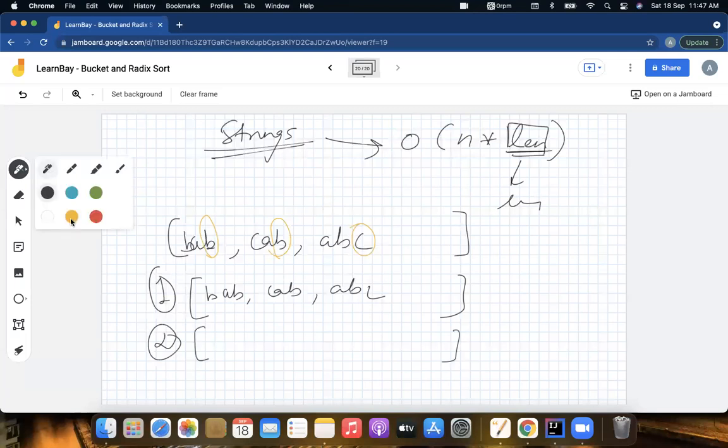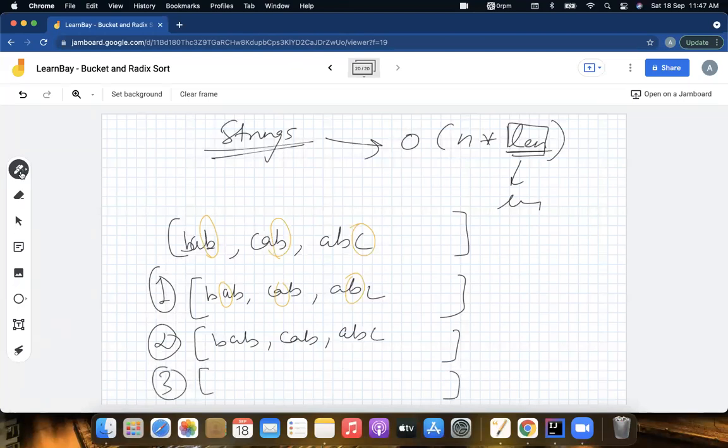Guys, what would be the answer? Just write the answer on chat. AAB. Again, I don't sort it. What's the order in the last sort? B, C, A. ABC, BAB, and CAB. And you get the sorted order. Okay, no change, same thing.